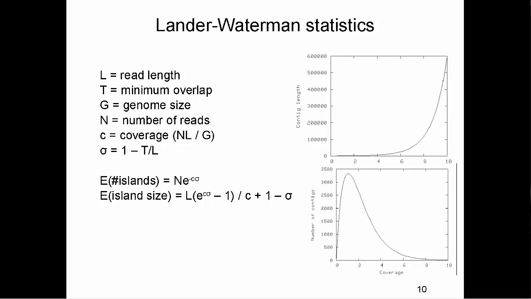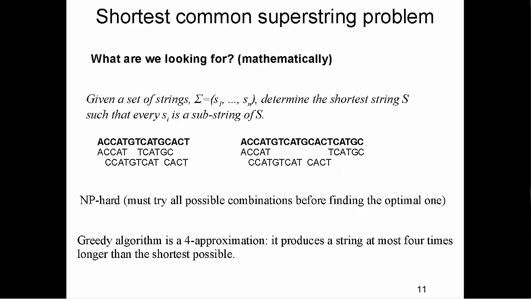We are still left with the question of whether the resulting data can actually be reconstructed computationally. Before we address this question, we need to more formally define the goal of the assembly process. One such definition equates genome assembly to the shortest common superstring problem. Specifically, for a set of strings sigma, we want to find a string S such that all the strings in sigma are part of S, and we want to make sure that S is the shortest such string possible.